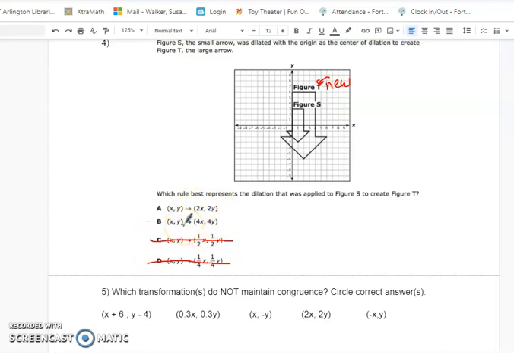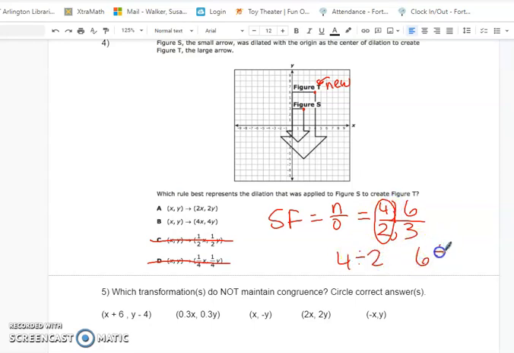Okay? So I'm just going to choose our 2 points that correspond. I'm just going to use this one and this one. Okay? So remember, scale factor is new over original. Okay? So our new point is 4, 1, 2, 3, 4, 5, 6. 4, 6. Our original point is 1, 2, 1, 2, 3. Okay. So all we do is we just divide it. Do 4 divided by 2 or 6 divided by 3. And when you do that, you're going to get 2. So guess what our answer is?